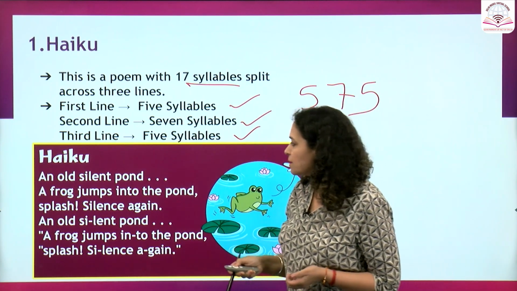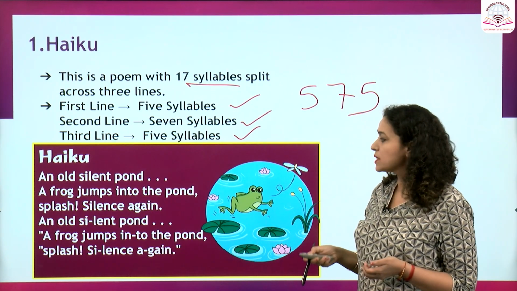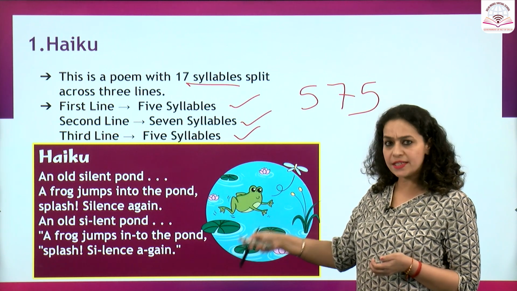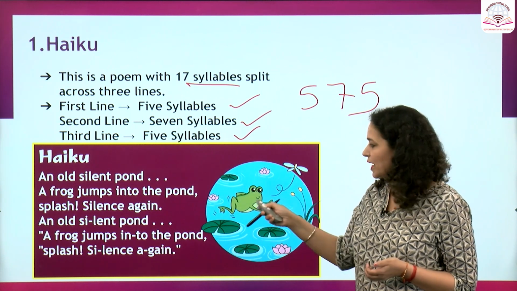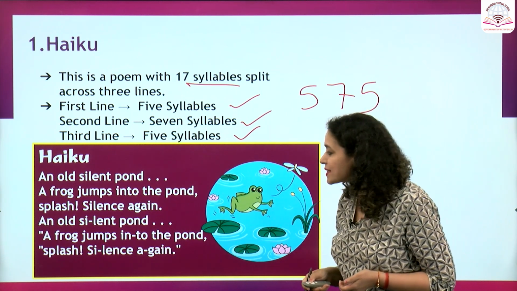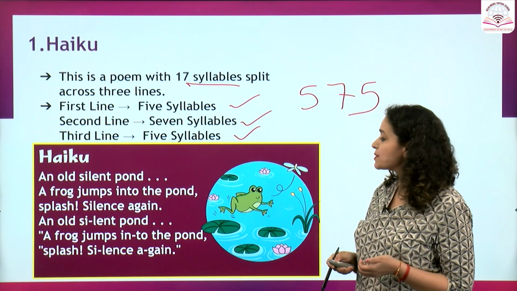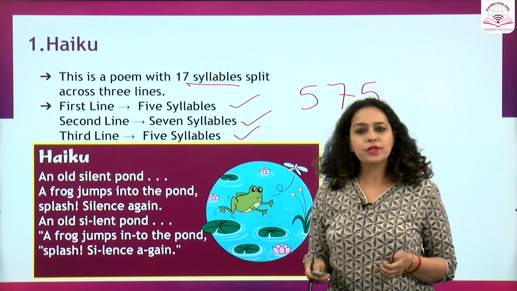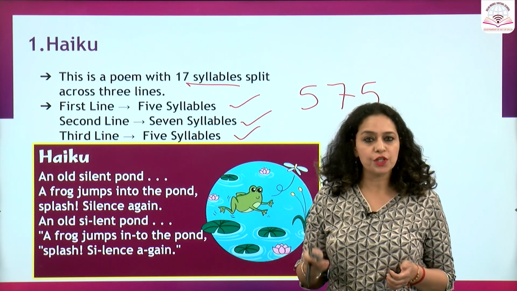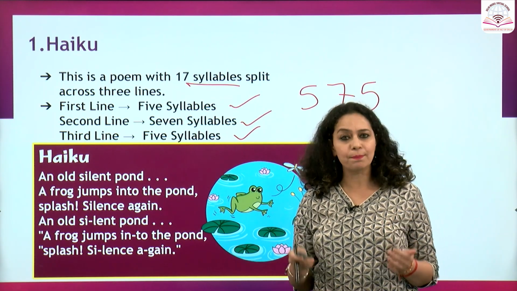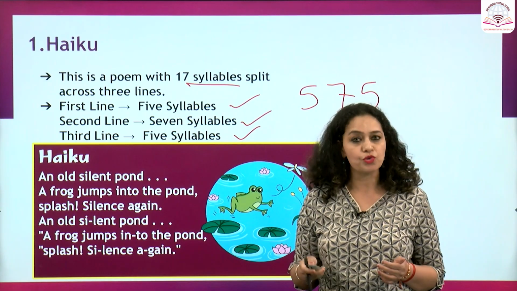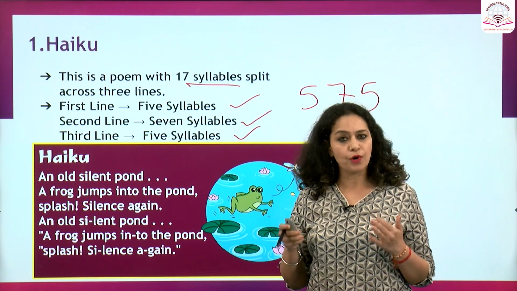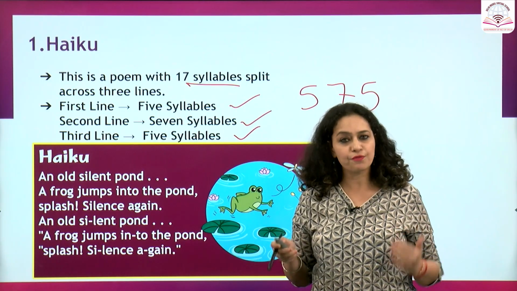An old silent pond, a frog jumps into the pond, splash, silence again. Now I have rewritten these lines with the stressed syllables. You can have a look once again. An old silent pond. A frog jumps into the pond. Splash, silence again. Students, actually this is a Japanese verse form and it is known for its simplicity and depth of emotion. So always remember 3 lines and the syllable formula is 5, 7, 5.